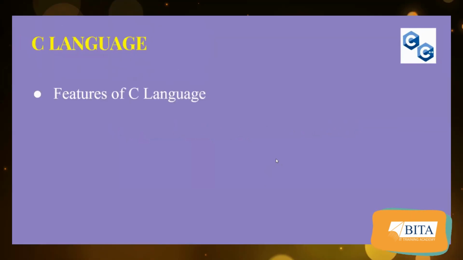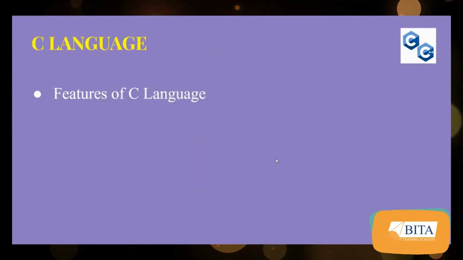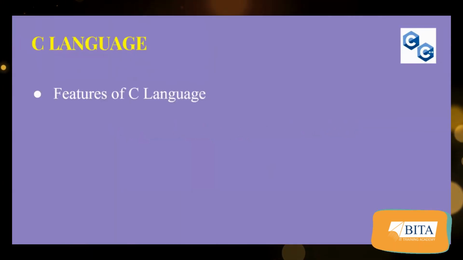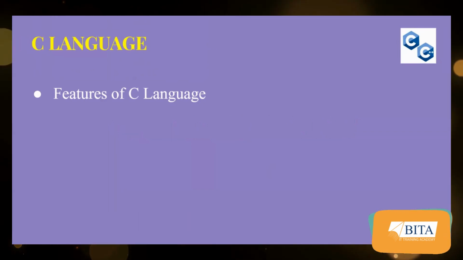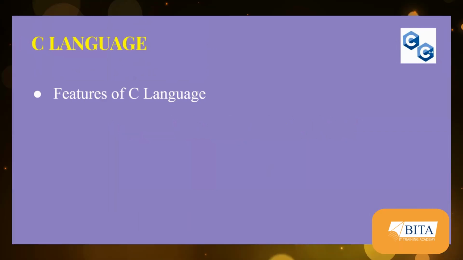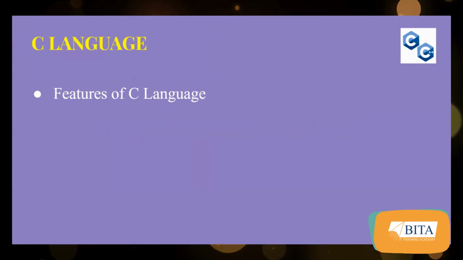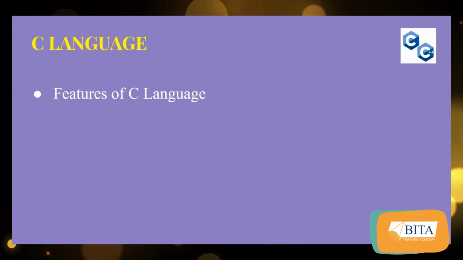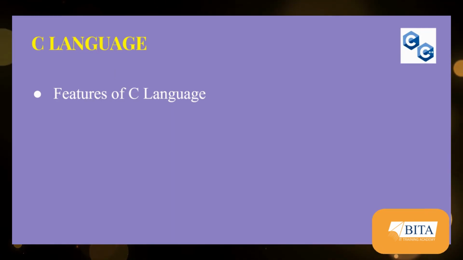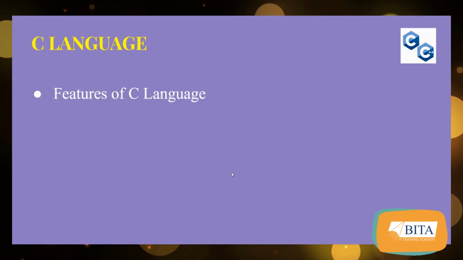So we'll first look into the features of the C language. C language is very easy to understand as it has only 32 keywords. It's also easy to debug. The dynamic memory allocation can be done easily using the malloc and calloc functions. It also has a rich set of libraries.